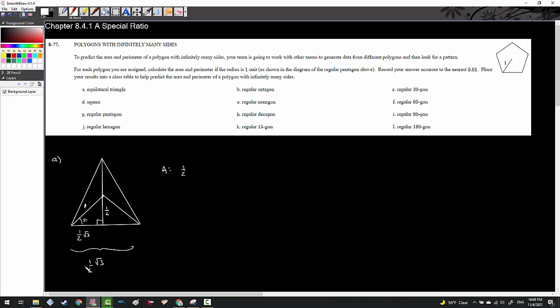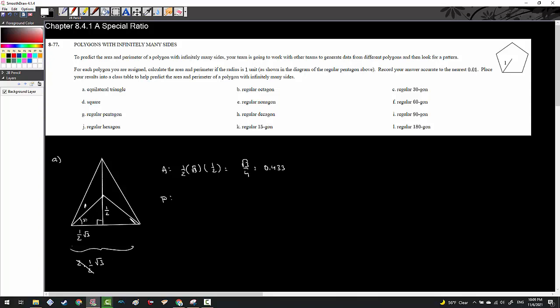I'll even show it to you. I'll multiply them by 2, and that makes them go away. So my base is root 3, and my height is going to be 1/2. So let's find out how much that is. That's going to be the square root of 3 divided by 4, and that is going to be 0.433. Cool.